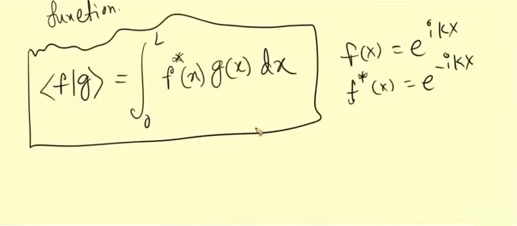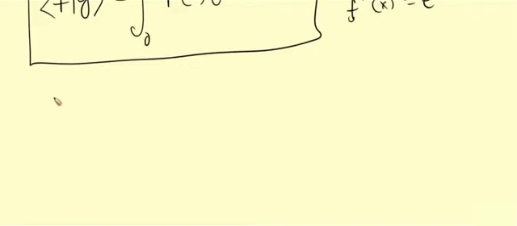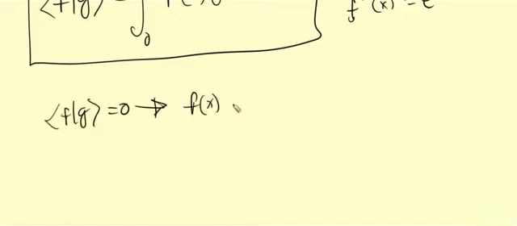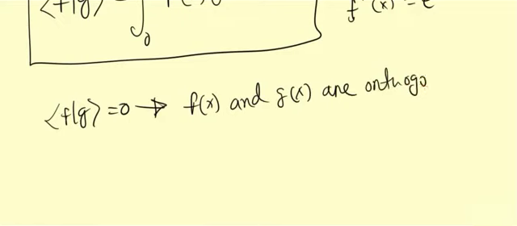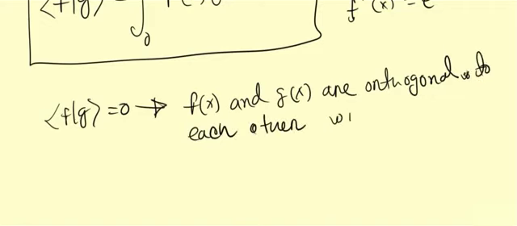And if you draw an analogy with the finite dimensional case, where two vectors were orthogonal when the inner product was 0, then if you have two functions and the inner product is 0, this would mean f(x) and g(x) are orthogonal to each other within that interval.